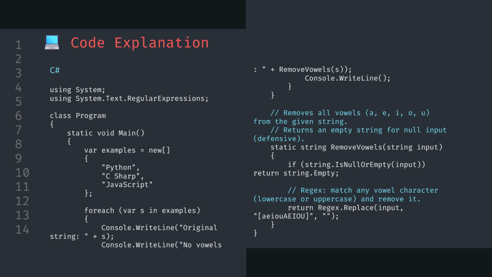Here's a full runnable C# program. Main demonstrates three inputs and prints before and after. The helper RemoveVowels does the work. It first guards against null or empty input, which is good defensive coding, then uses Regex.Replace with the pattern lowercase aeiou along with its uppercase variant to find any vowel and replace it with an empty string. The comments explain the edge case behavior. This keeps the function reusable and easy to unit test.